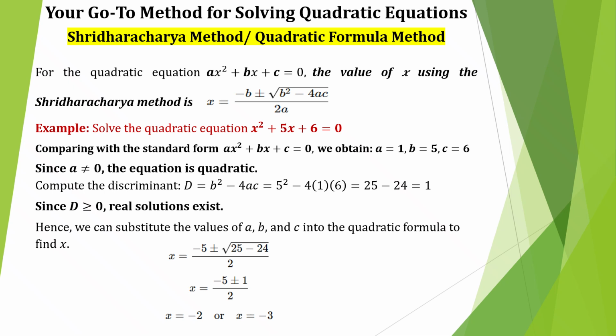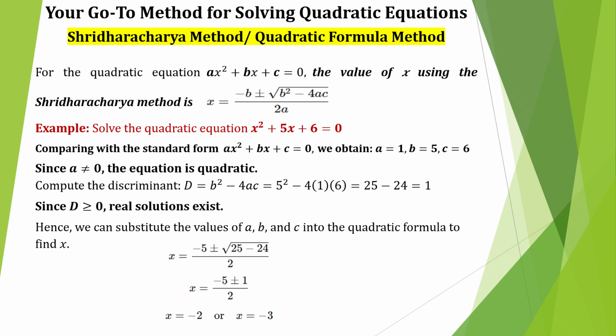And now the easiest method that I found from my long experience is known as Shridharacharya method, or the quadratic formula method. For the standard equation ax square plus bx plus c is equal to 0, we can simply find the value of x by putting in the values of a, b and c, and x is equal to minus b plus minus root b square minus 4ac upon 2a. As an example, we can take the equation x square plus 5x plus 6 is equal to 0, which yields a is equal to 1, b is equal to 5, and c is equal to 6.